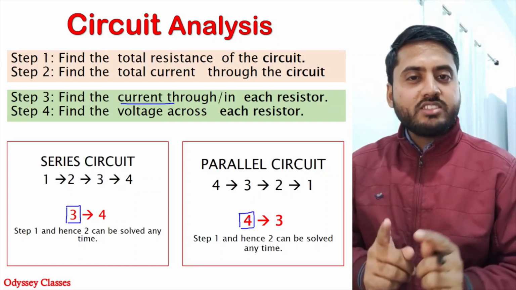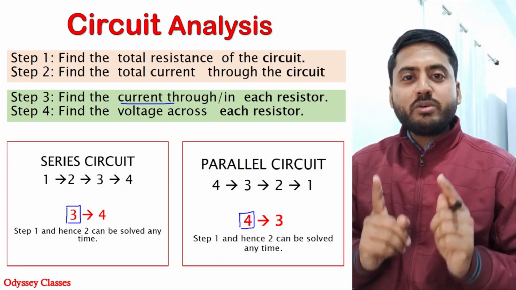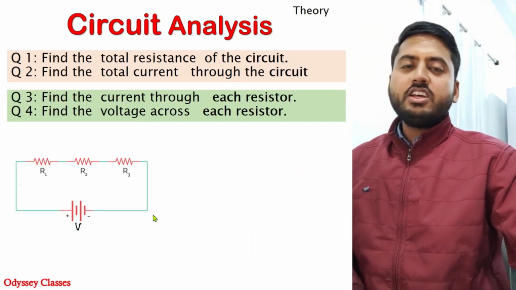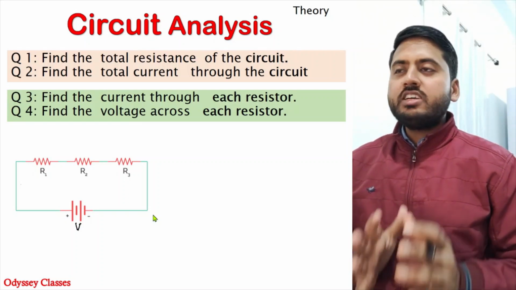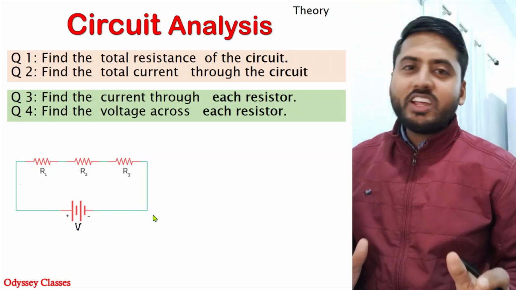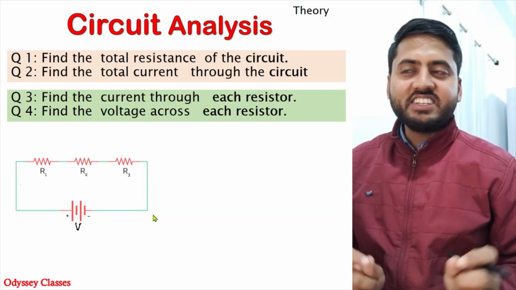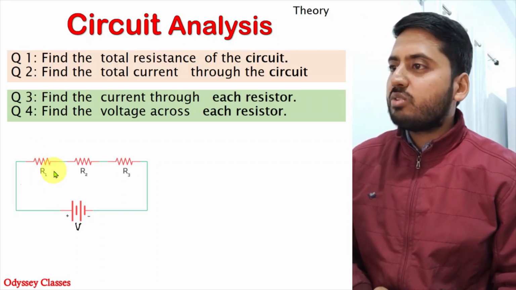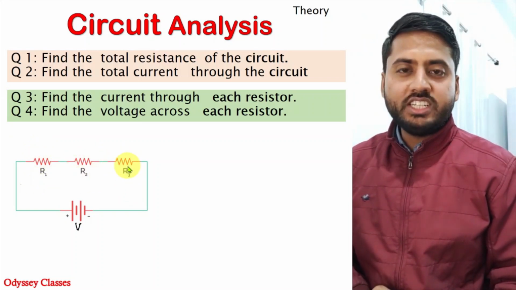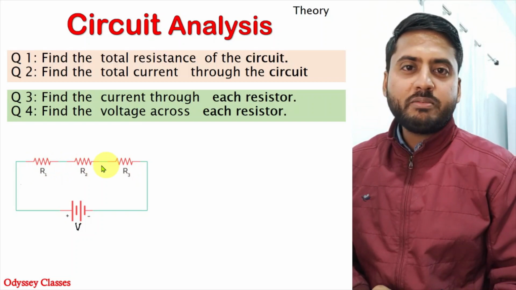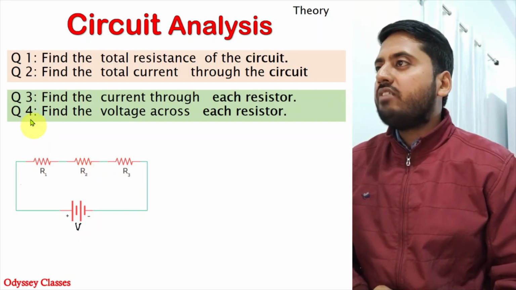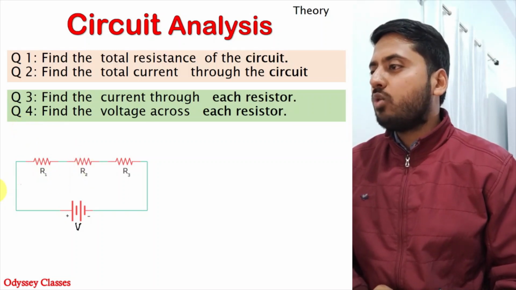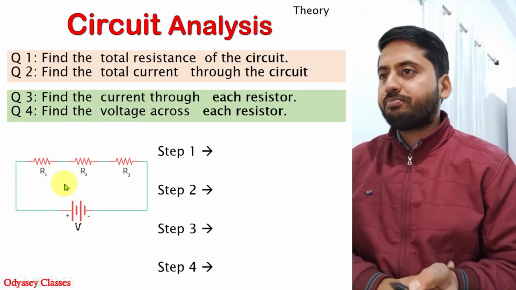So now with this concept in mind, let us do some practice questions. We are going to start with the simplest circuit of all, and that is the series circuit. As you can see here, we have three resistors R1, R2 and R3. They are connected in series. And we also know the four questions that we have to solve. So let's see how we can do it.